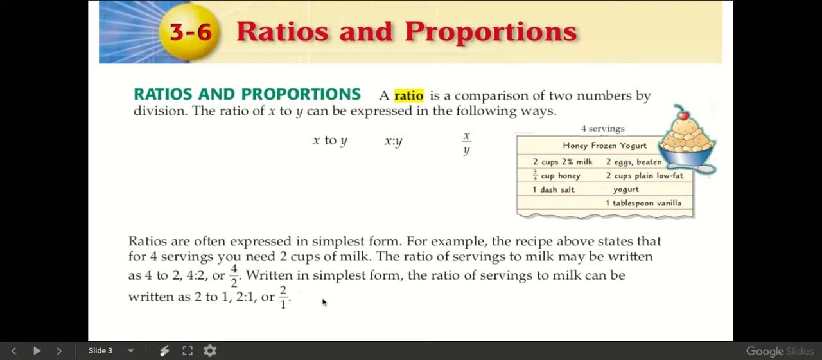But written in simplest form, that ratio of servings to milk is actually 2 over 1, because I can take this fraction and simplify it. So it can be written as 2 to 1, 2:1 with a colon, or 2 over 1 as a fraction.